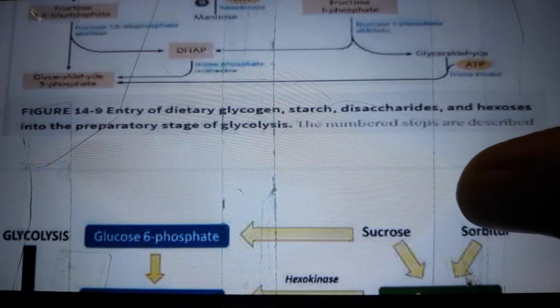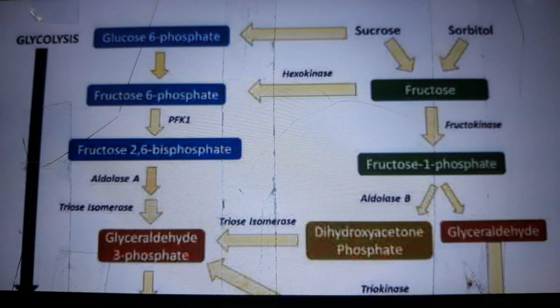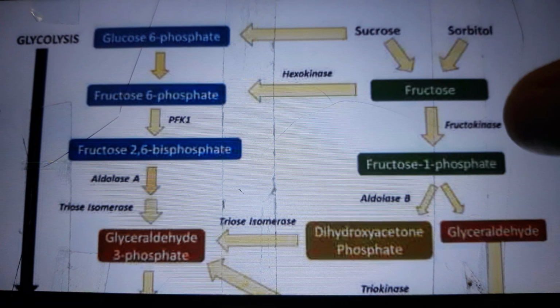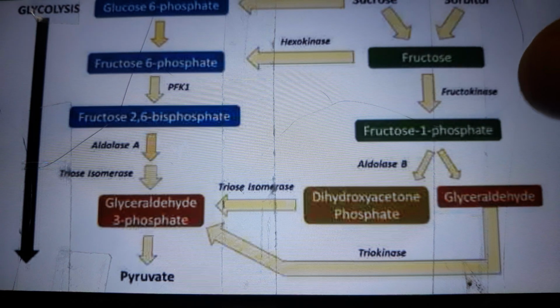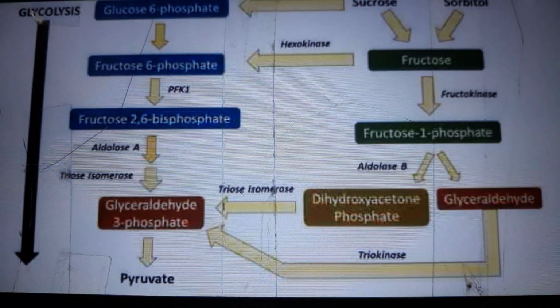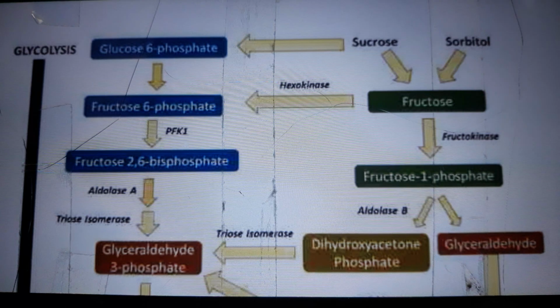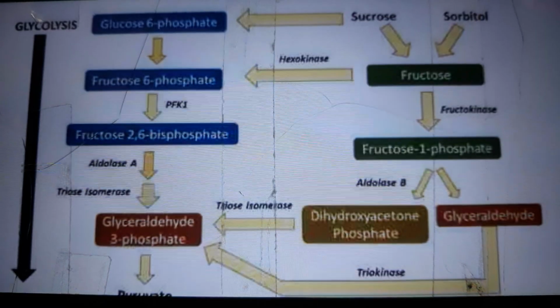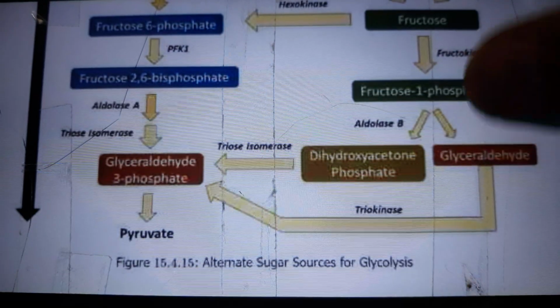The numbered steps are described, right? Here, glycolysis, you have glucose 6-phosphate. Sucrose becomes this glucose, then it becomes fructose 6-phosphate. Sucrose and sorbitol convert fructose, in the presence of fructokinase, to fructose 1-phosphate. Sucrose and sorbitol together form fructose. Here, in the presence of hexokinase, it becomes fructose 6-phosphate. And sucrose here becomes glucose 6-phosphate again. And then you have the conversions to fructose 2,6-bisphosphate here.